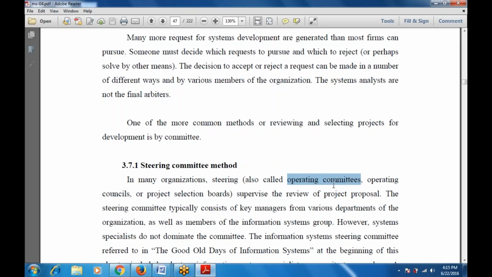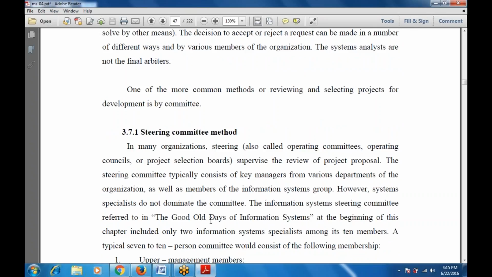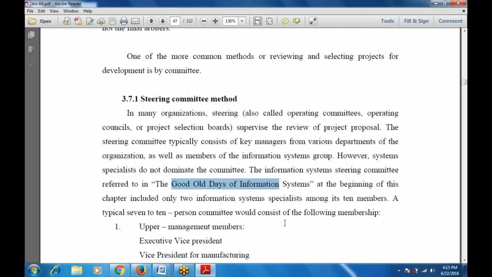The steering committee typically consists of key managers from various departments of the organization as well as members of the information system group. However, system specialists do not dominate the committee. The steering committee referred to at the beginning of the chapter had two information system specialists among its 12 members, along with 10 other members. Those 10 members include programmers, maintainers, organization staff, and managers.